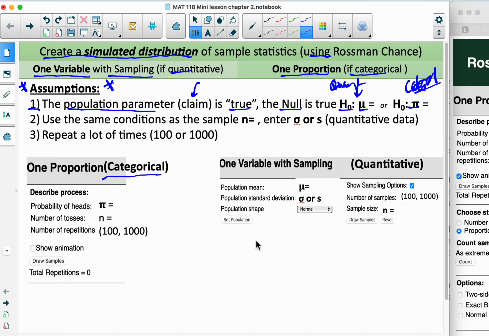When we have categorical data, the assumptions, or describing the process, are the things that we're going to instruct the computer to use to generate our simulated distribution. One, in the probability of heads entry, we always put the pi value or the claim. It goes here and we enter it as a decimal.